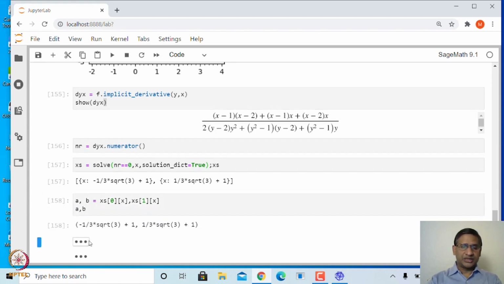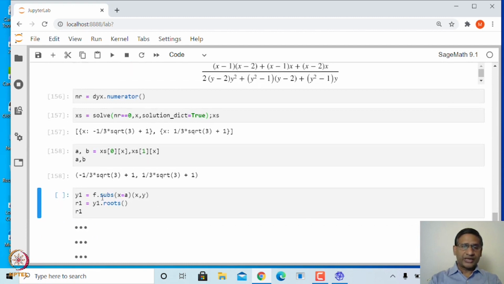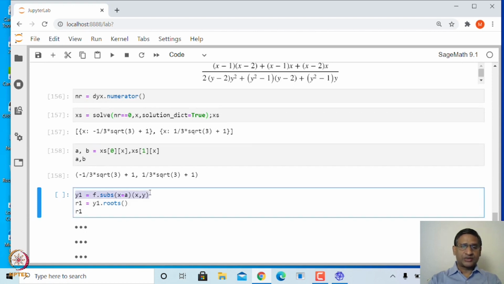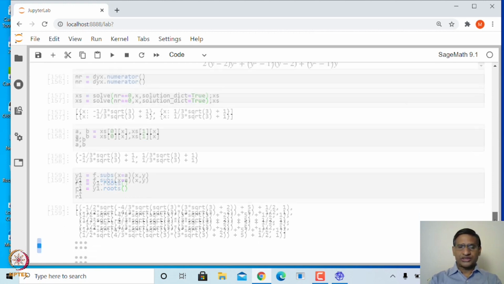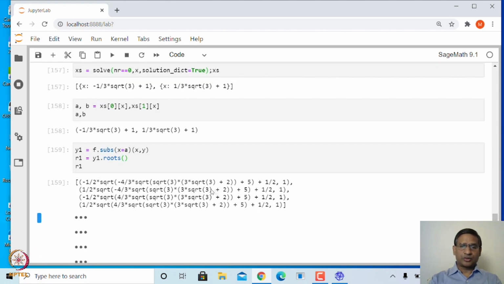So, these are a and b. Now, we want to substitute x equal to a in this expression. I am calling that y, and then find the roots of y. That will give you 4 points in this case. You can see here there are 4 points. So, x equal to a, comma, these 4 points are the points.